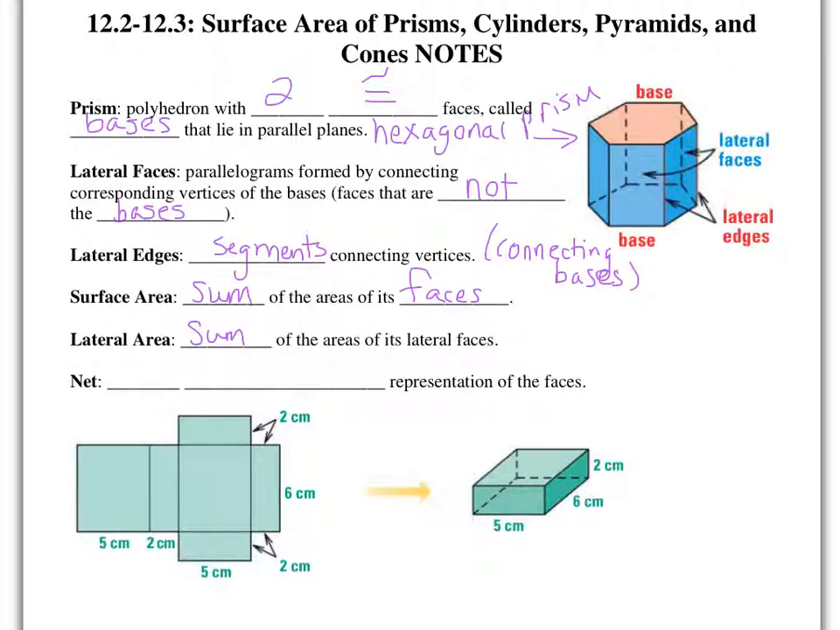A net, you've probably seen a net before, but it's a 2-dimensional representation of the faces. So in this first one, this is in 3D, and this one on the left is in 2D. So the one on the left is the net of that prism. Sometimes you might see a picture written that way, but you just have to realize that that's the net, where it's opened all up.